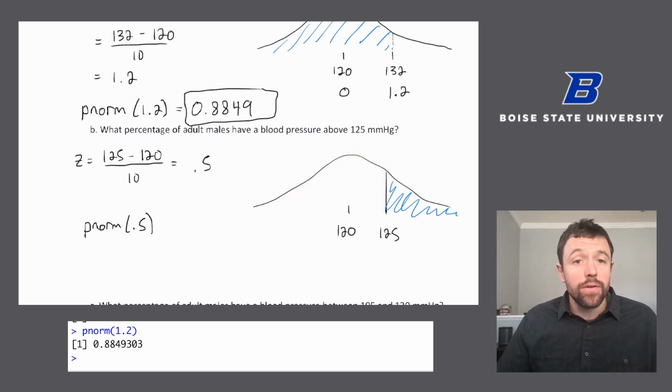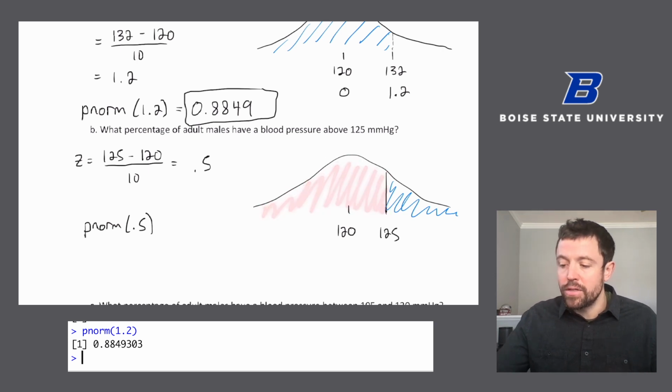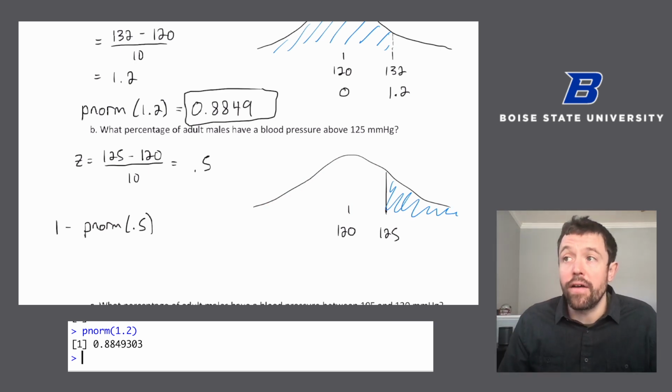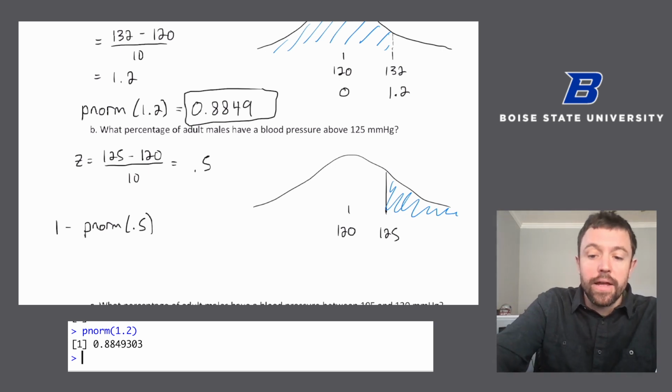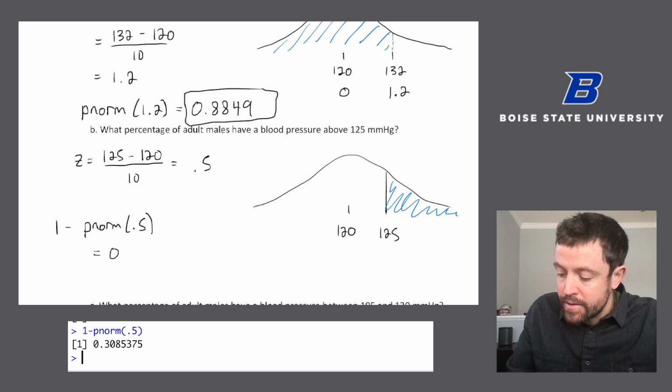But it turns out that's not too hard to fix because the total area is 1. And so if the total area is 1 and pnorm of 0.5 tells me this area, the blue area is 1 minus that. So I need 1 minus pnorm of 0.5. That will tell me the area to the right. So I'm going to type that in. And I get 0.3085.